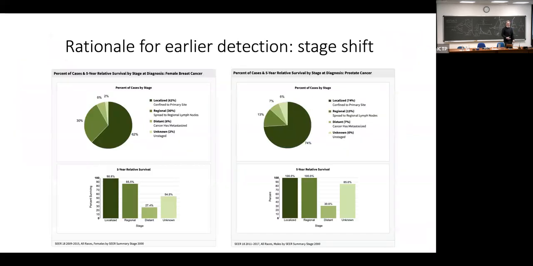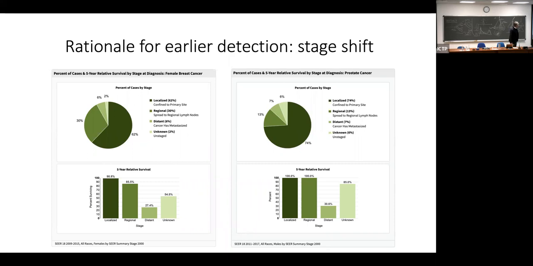So as a motivation, here are two examples. This is the big killer for women and for men, the two. Together with lung cancer, these are the three big cancer types.